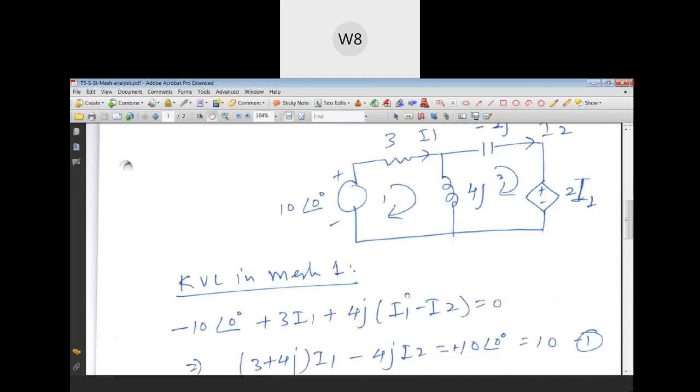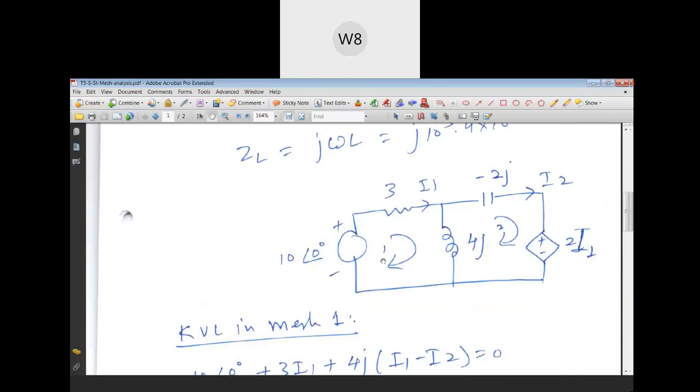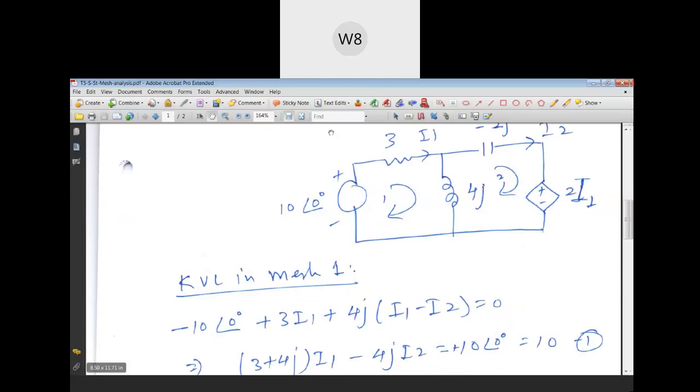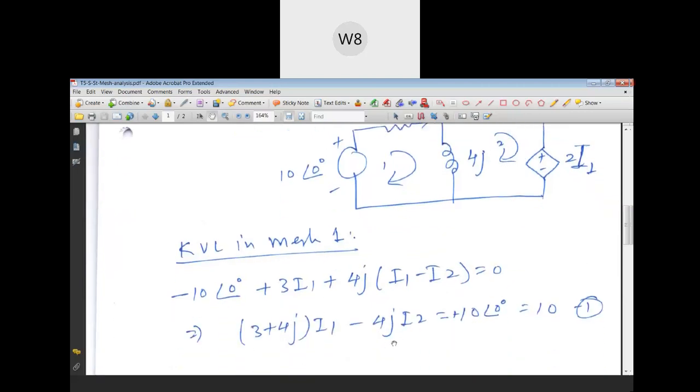So we will have to apply KVL in each of the 2 meshes to write the equation in terms of currents. So in mesh 1, we apply KVL and we get minus 10 angle 0 degree plus 3I1 plus 4j into I1 minus I2, which is flowing in the opposite direction, equal to 0. So this leads to this simple equation: (3 plus 4j) I1 minus 4j I2 is equal to 10. This angle is 0, so this can be dropped. That means this is basically a real number.